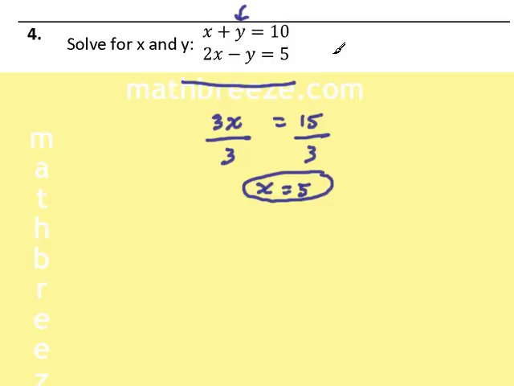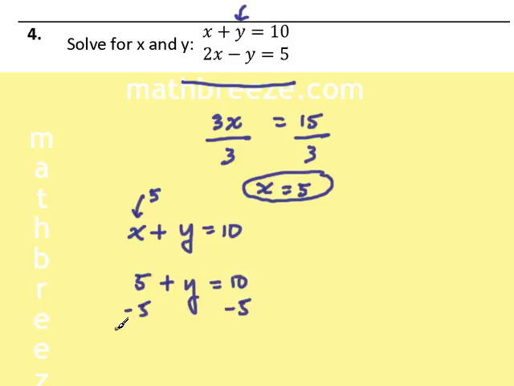All right, now we want to solve for x and y, so what we do is take either equation. I'll just take the first one, but you can use either one. And substitute in the x value that we found, and then solve for y. So we have 5 plus y is equal to 10. Subtract 5 from both sides, and we have y is equal to 5. So in this case, both x and y are equal to 5.